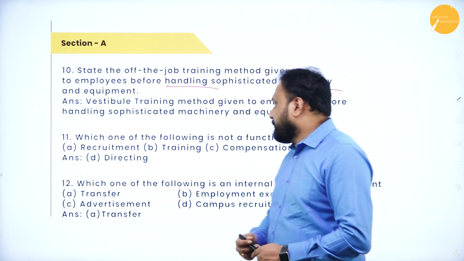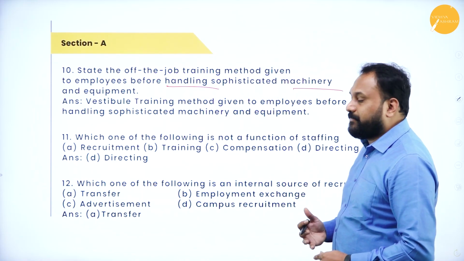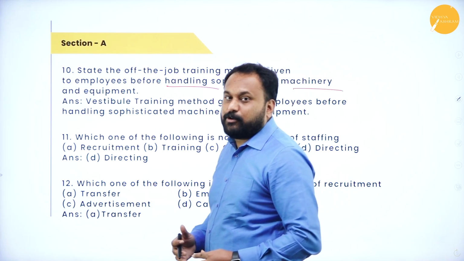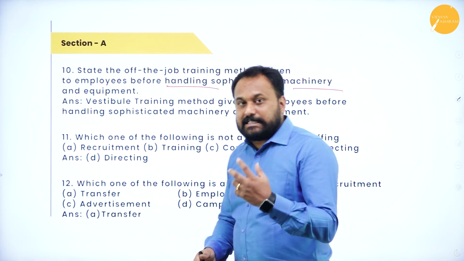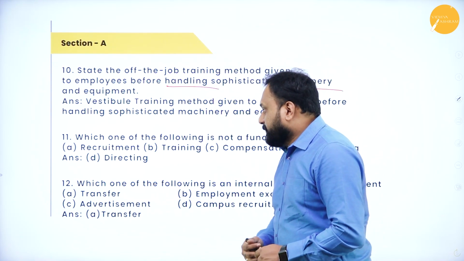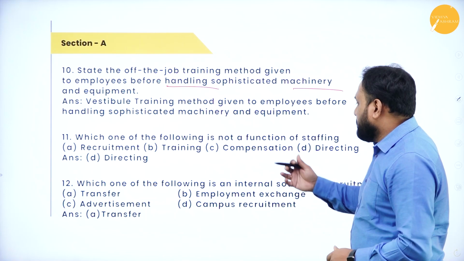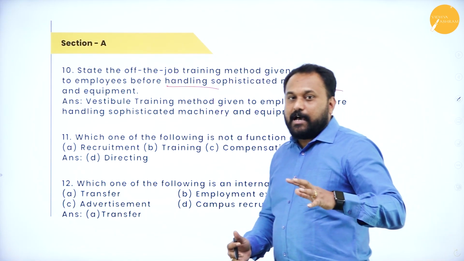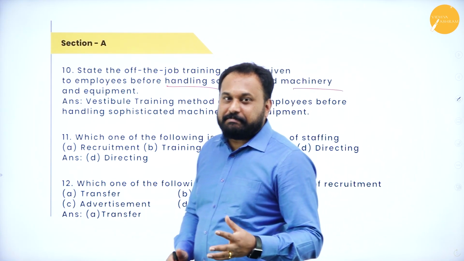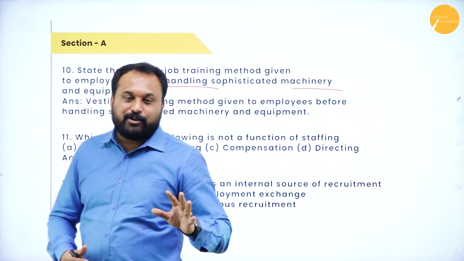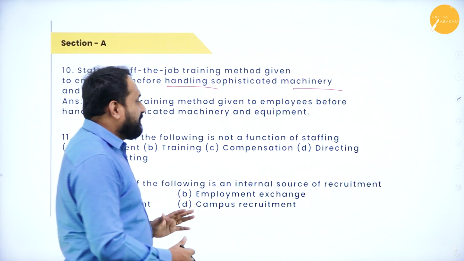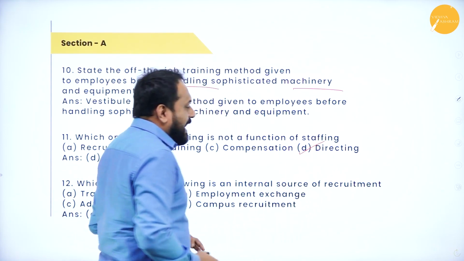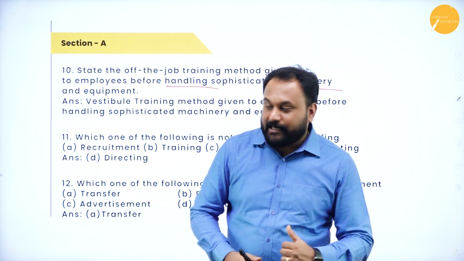Next is, which one of the following is not a function of staffing? So staffing is all about recruitment. Staffing is all about training and development. So let's understand here. A, recruitment; B, training; C, compensation; D, directing. See, the answer is there itself. Among the functions of management, after staffing you get directing. So directing is not a function of staffing. So this is the right answer here. That is D, directing.